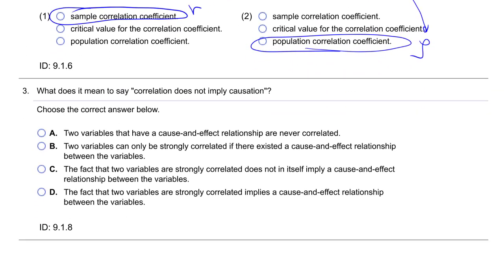What does it mean to say correlation does not imply causation? The fact that two variables are strongly correlated does not in itself imply a cause and effect relationship between the variables.